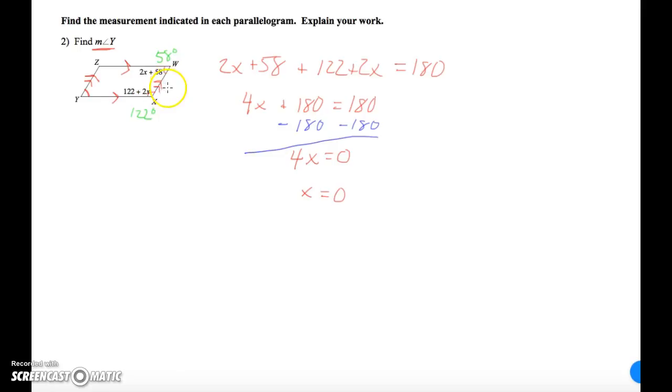Okay, but we're interested in angle y. Since it is a parallelogram, one of the properties is that opposite angles are congruent. So if angle W is 58 degrees, the measure of angle Y must also be 58 degrees.